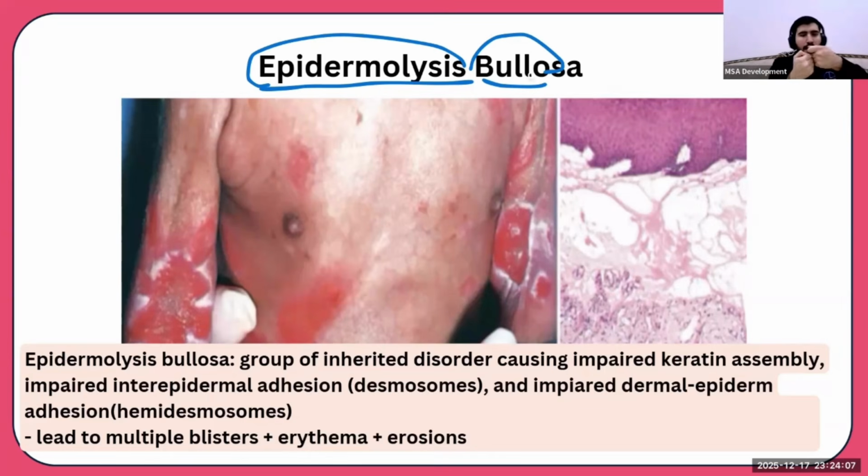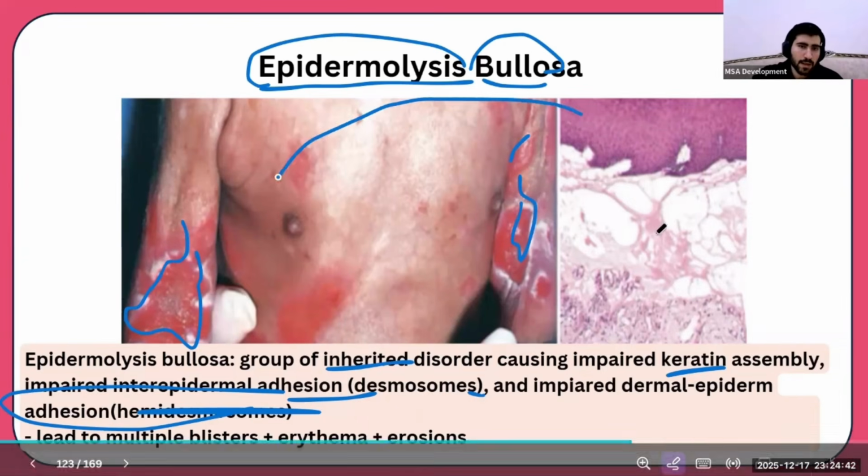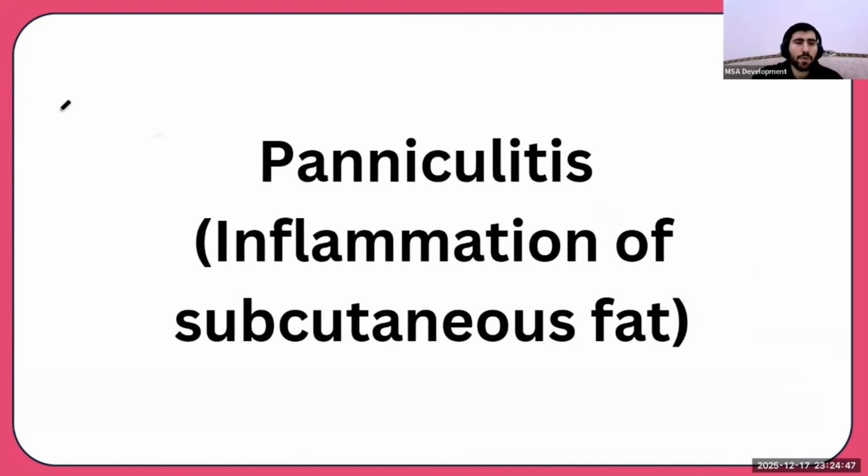So keratinocytes normally develop to contact each other through desmosomes and hemidesmosomes. Epidermolysis bullosa is an inherited disorder that causes weakness of keratin, desmosomes and hemidesmosomes, causing thin bullae, thick bullae, weak skin, everything. Okay, so it's a very vicious and severe disease, as you can see here. It's inherited, due to impaired keratin and adhesion of desmosomes and hemidesmosomes, and it leads to multiple blisters, erythema, erosions. All I need you to know is two things: the pictures of it and that it's an inherited disorder. Okay, now we finished the blistering disorders.